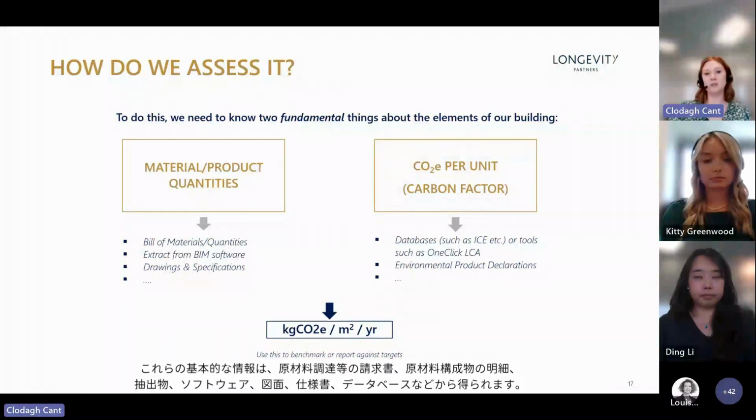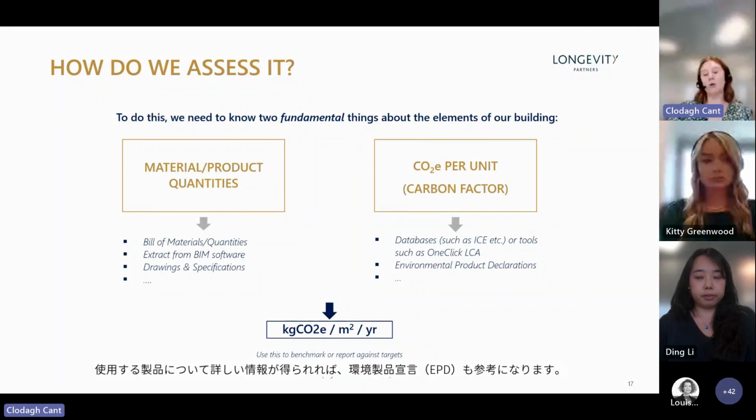And there are lots of different sources where you can get these two fundamental things, but most typically they come from things like bills of materials, extract from BIM software, drawings and specifications, databases, and if we know more about the products which we're actually using, then environmental product declarations, or otherwise referred to as EPDs, which is a little bit like a nutrition label for a material or a product.